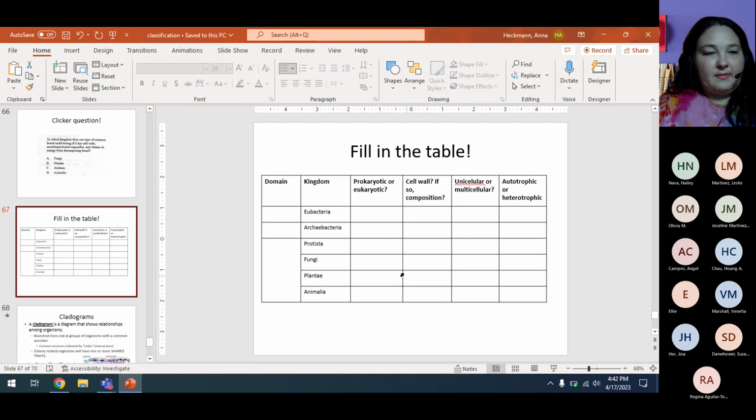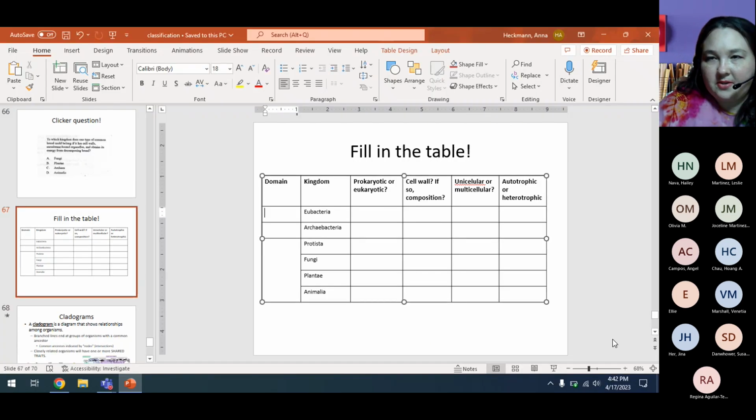Let's go ahead and fill in this table together because I want you guys to have the right answers when you're studying.